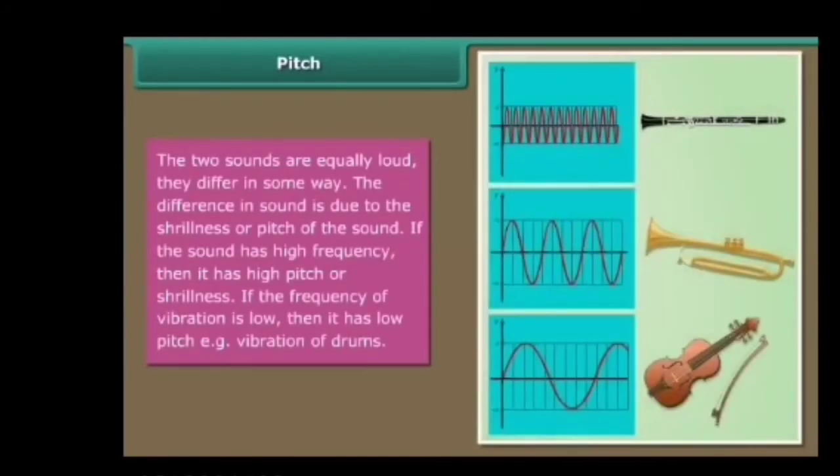Pitch of a sound. If two sounds are equally loud, they differ in some way. The difference in sound is due to the shrillness or pitch of the sound. If the sound has high frequency, that is, the number of oscillations per second is high, then it has high pitch or shrillness. If the frequency of vibration is low, then it has low pitch. Example is vibration of drums. The number of oscillations per second in a low pitch sound is less.